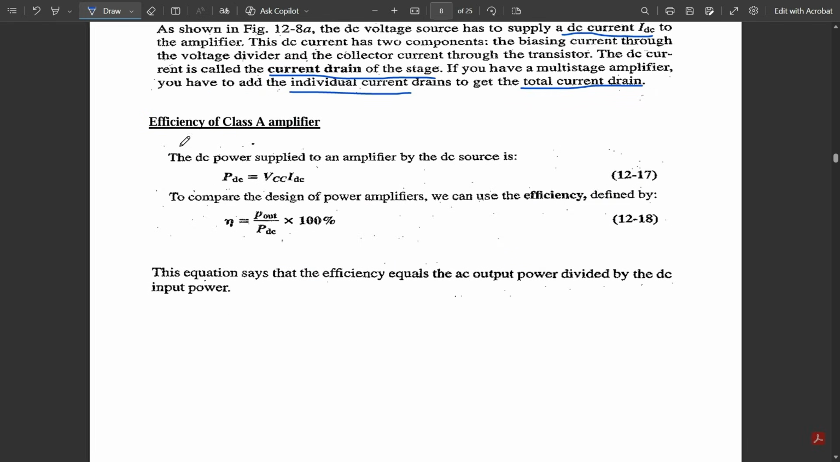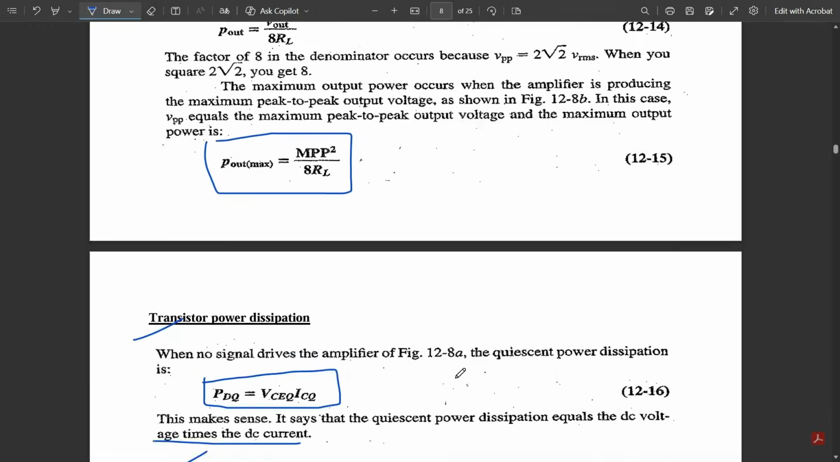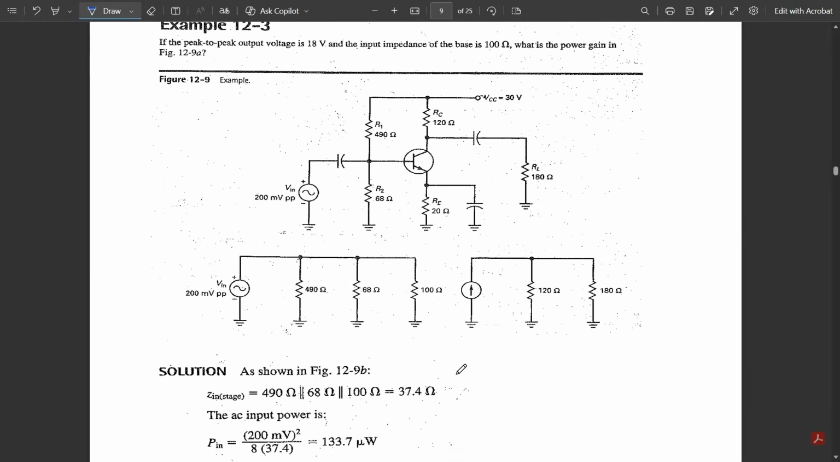Now the efficiency is very important. Efficiency is calculated from the DC power supplied to an amplifier by a DC source, PDC, which is given by VCC into IDC. To compare power amplifiers, we can use the efficiency, defined by eta, that is P out divided by PDC into 100%. This is the efficiency of a class A amplifier, and you need to remember this formula. Nearly 78% would be the efficiency for a class A amplifier. So these are the parameters of this amplifier.